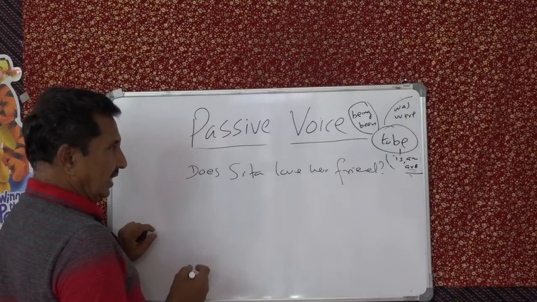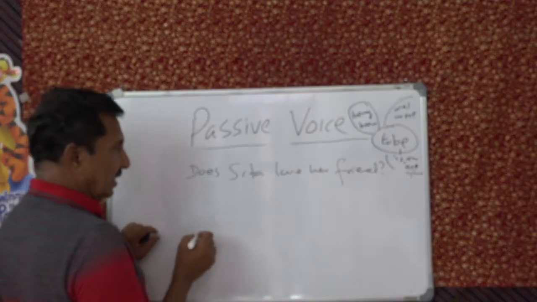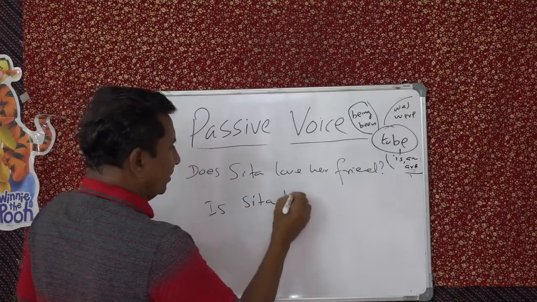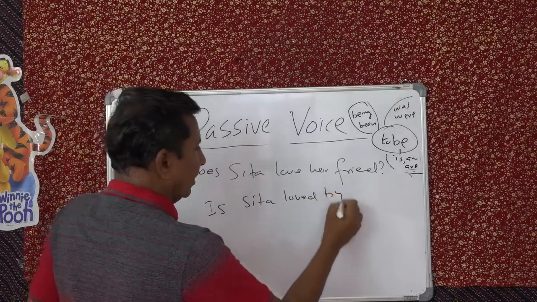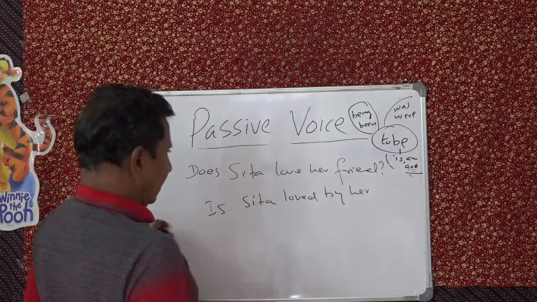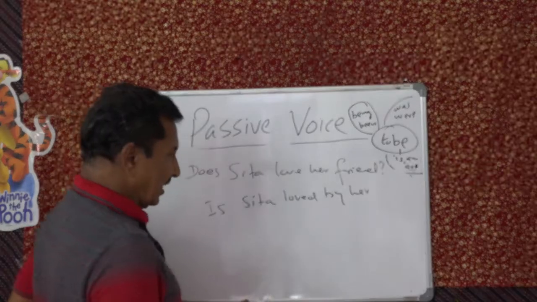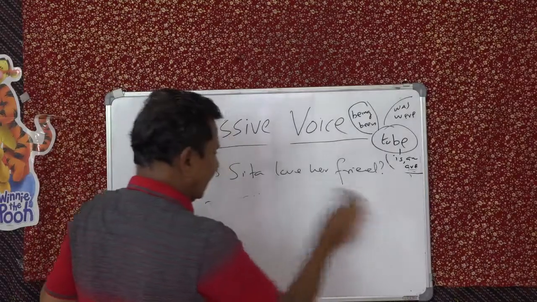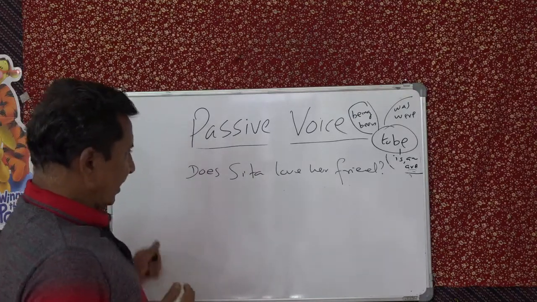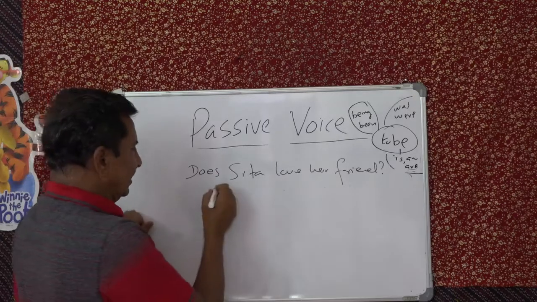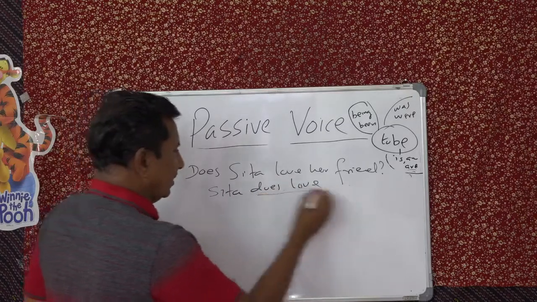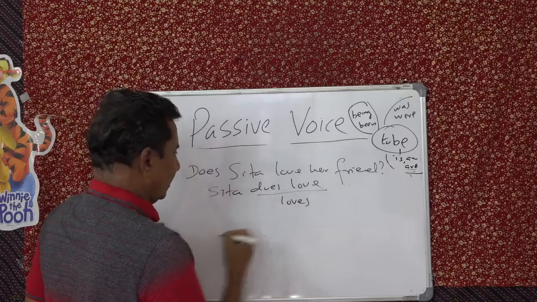Sita loved by her? Is it correct? No. You have to say it differently. Okay, then change. Sita does love. Then Sita loves her friend.